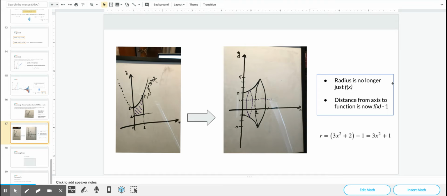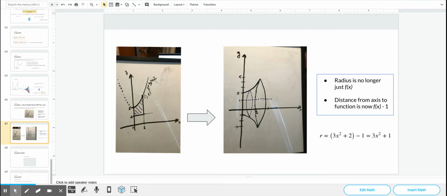All right. So again, the biggest thing is that the radius is no longer just f of x. We have to figure out the distance from the axis of rotation up to the function. I know that the distance from the x-axis up to the function is f of x. But there's a 1 unit space from the x-axis up to the axis of rotation. So I'm now going to take that distance and just subtract 1. So now the radius itself is going to be f of x minus 1, or 3x squared plus 2 minus 1, which is just 3x squared plus 1.